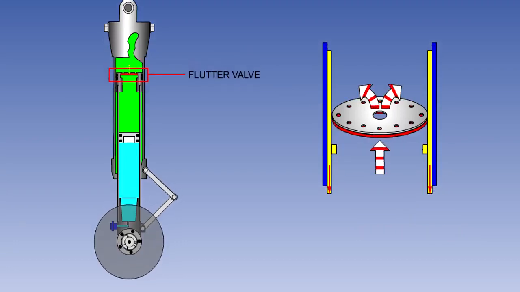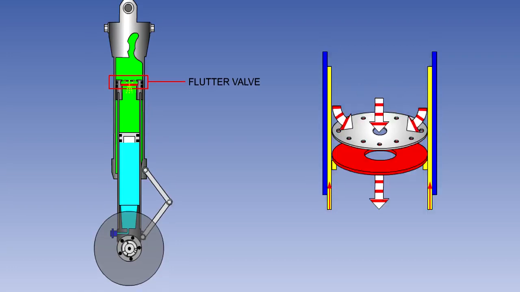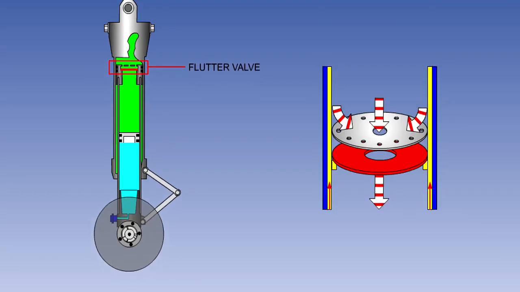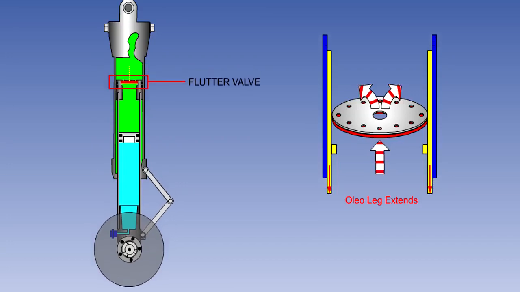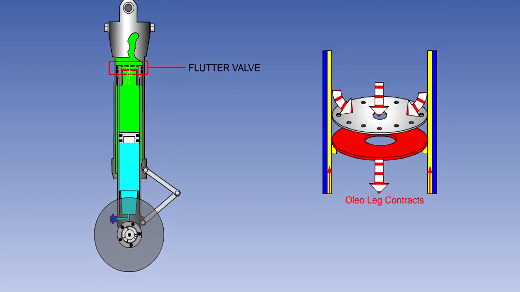If fluid is flowing upwards, the plate will be pushed up with it, blocking off the outer holes and allowing a limited flow only through the central orifice. However, if fluid is flowing downwards, then the plate will be pushed down, allowing a greater flow of fluid through all of the holes. The flutter valve will therefore limit the rate of movement more when the strut is extending than when it is contracting.